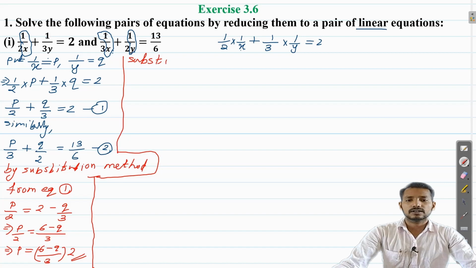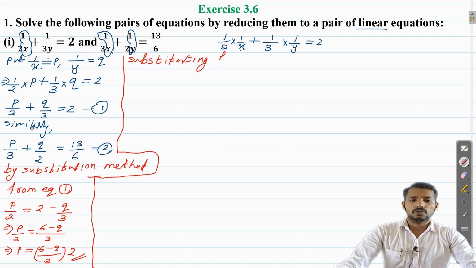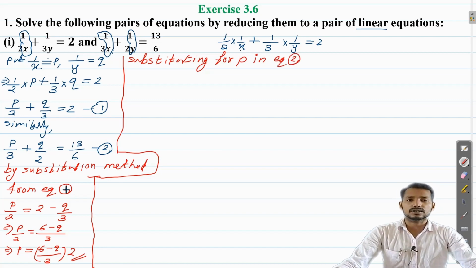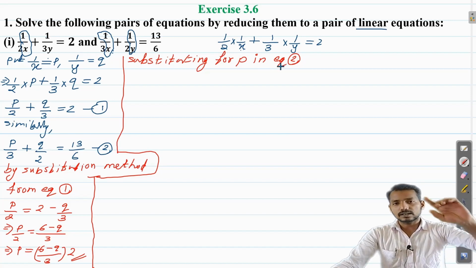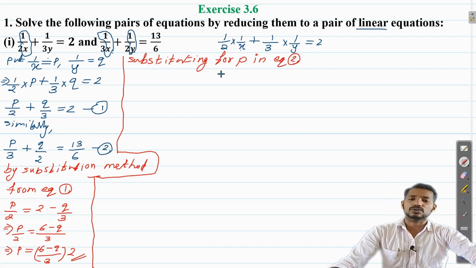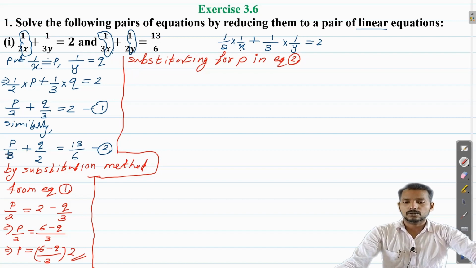Substituting for p in equation 2, because we have written p in terms of q from equation 1, so we need to substitute in the second or another equation, that is equation number 2. So what will we get here?